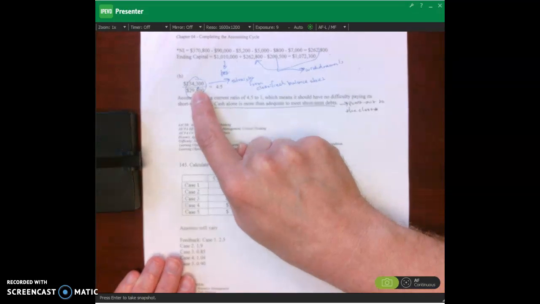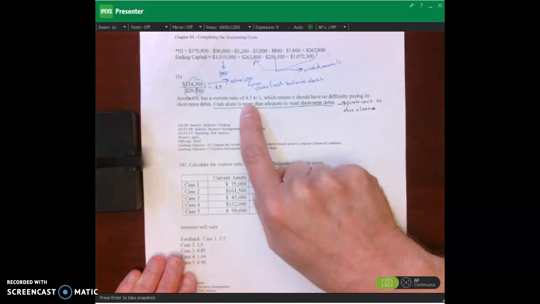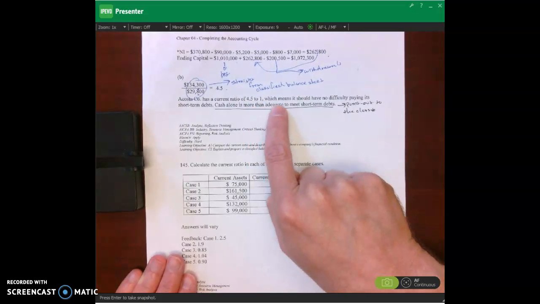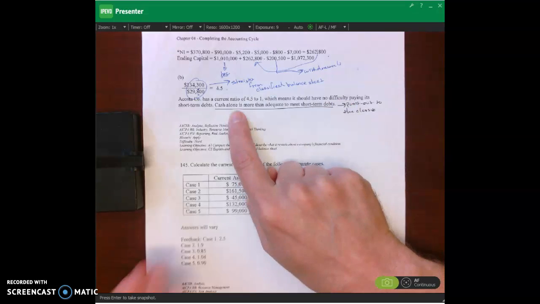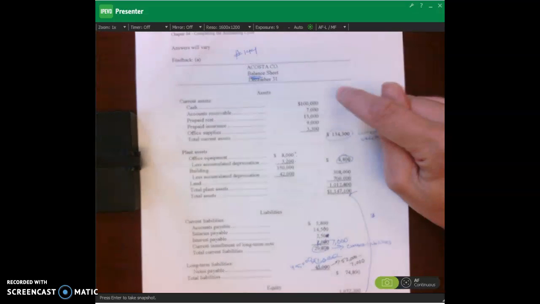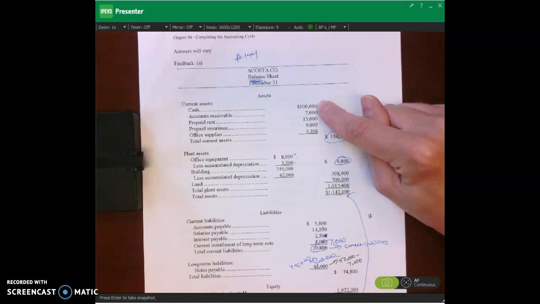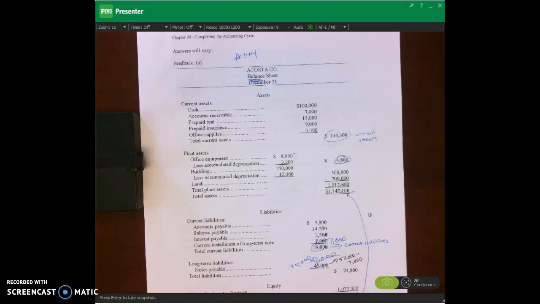Then what you needed to do was calculate the current ratio. You take current assets divided by current liabilities, which gives you 4.5. The company has a current ratio of 4.5, which means it should have no difficulty paying its short-term debt. And actually, this makes a good point. Cash alone, right here, is more than enough to pay your current liabilities. So they are in a very liquid situation, which means they have enough cash to meet their short-term obligations. They're in a good spot.